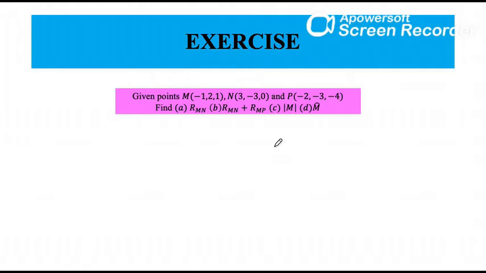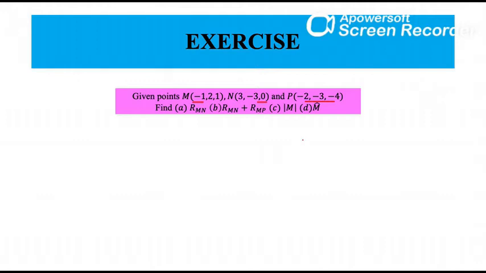Okay, here are some exercises for you. I have given you 3 points M, N and P. M is at point (-1, 2, 1), N at (3, -3, 0) and P at (-2, -3, -4). What I would like you to do is first find a piece of paper and draw the 3 axes and try to represent that point M, N and P on that piece of paper. Okay, so I want you to get some familiarity with representation of point. So take this as an exercise and locate the points M, N and P.